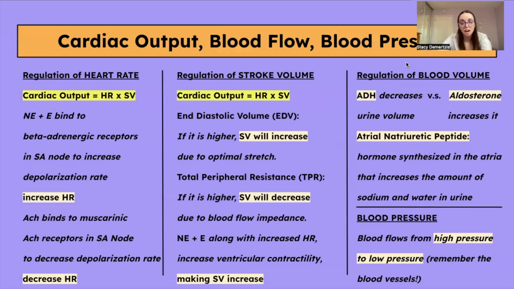So if we say antidiuretic hormone, we're going to keep the water inside. So we're not going to have as much urine because it's going to be within the blood. Aldosterone is going to increase urine volume. So it has the opposite effect.